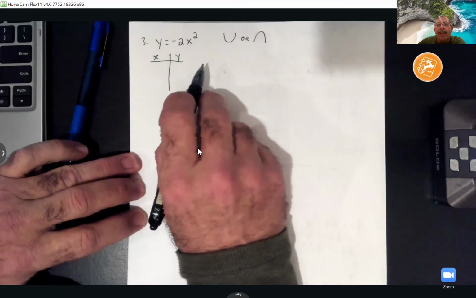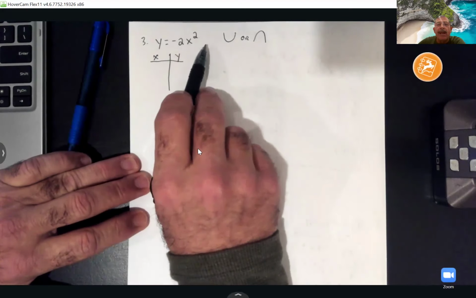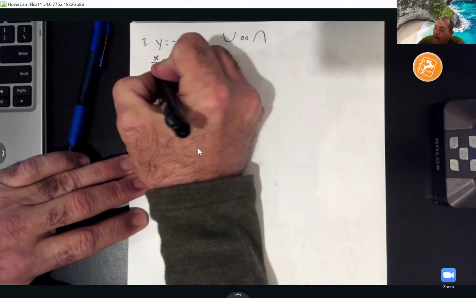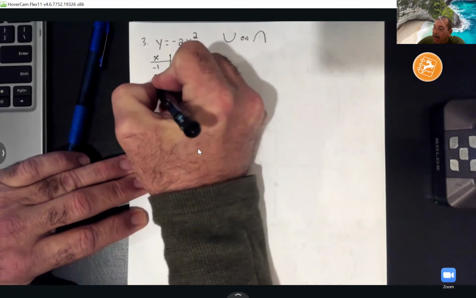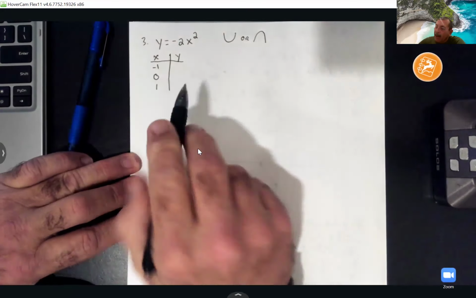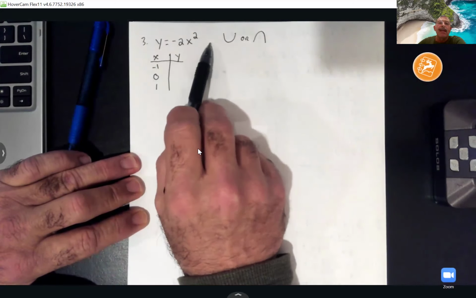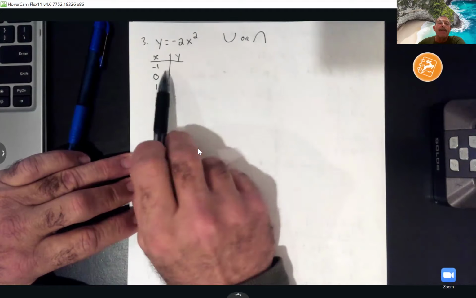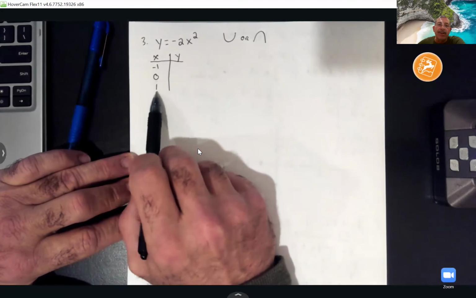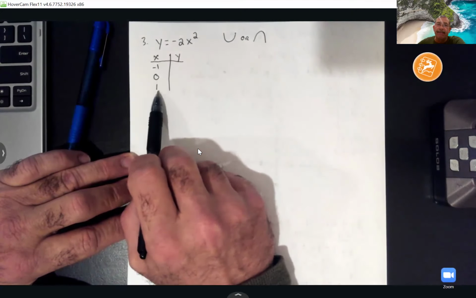The 3 points that I use on this kind of graph are -1, 0, and +1. No matter what number's in the front or if it's being added or subtracted, if it's an x squared graph in this section, these are the 3 numbers I'm using, okay?